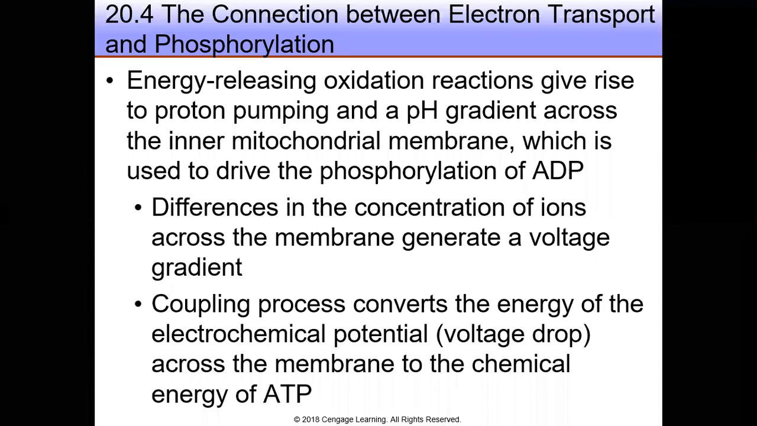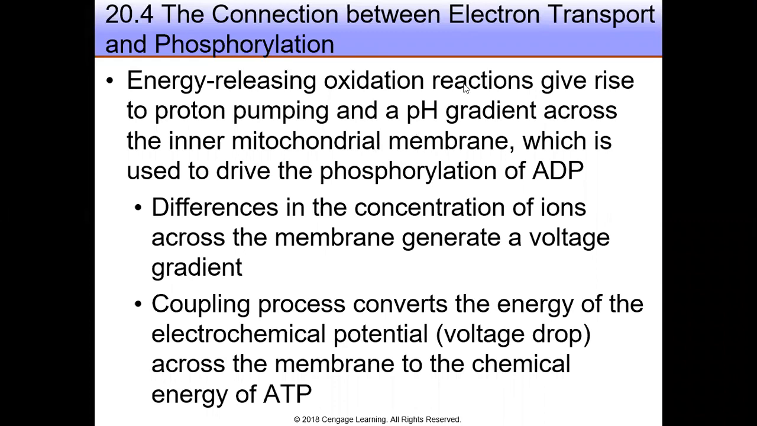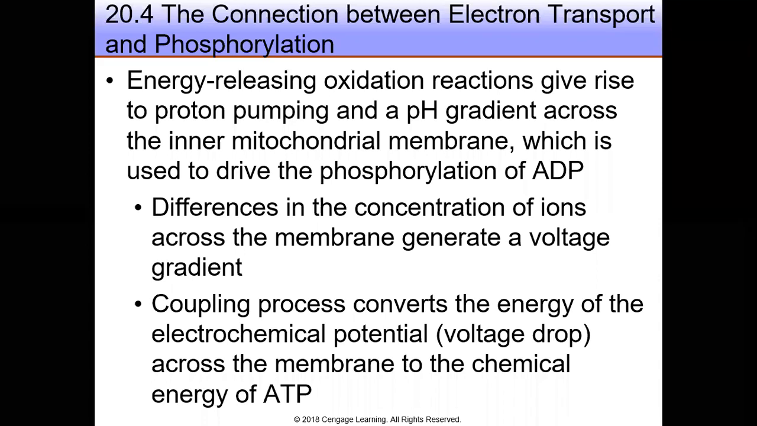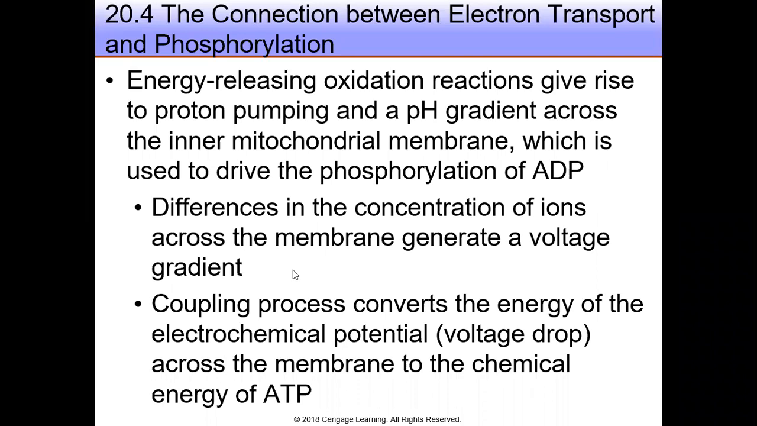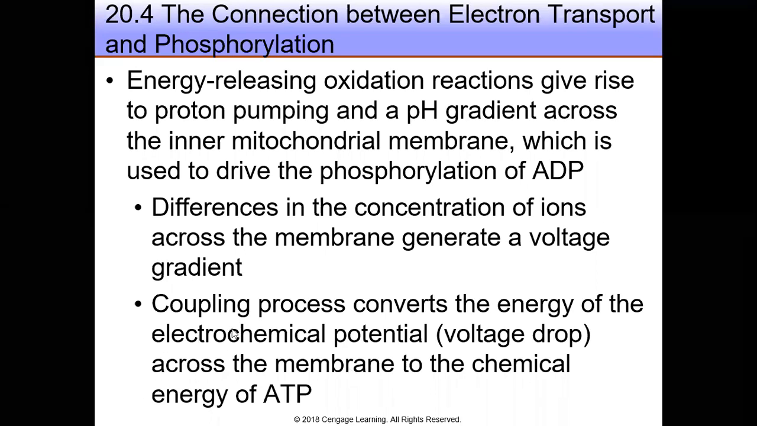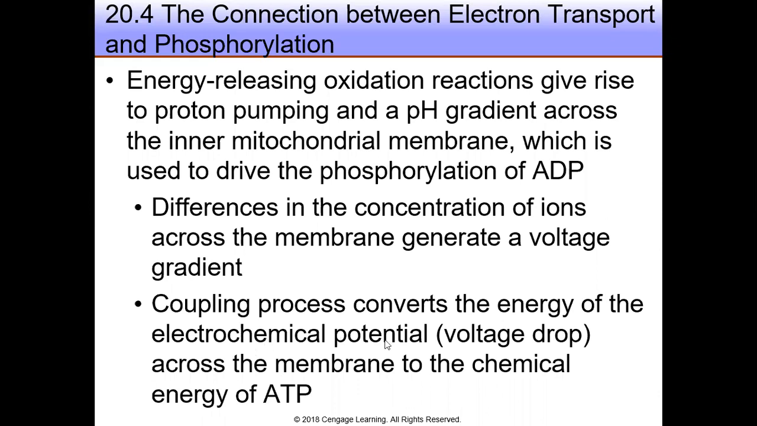Now, the energy-releasing oxidation reactions give rise to proton pumping and a pH gradient across the inner mitochondrial membrane, which is used to drive the phosphorylation of ADP. Now, differences in the concentration of ions across the membrane generate a voltage gradient. So in addition to the pH gradient, we need something called a voltage drop. So the coupling process converts the energy of the electrochemical potential, the voltage drop across the membrane, to the chemical energy of ATP.